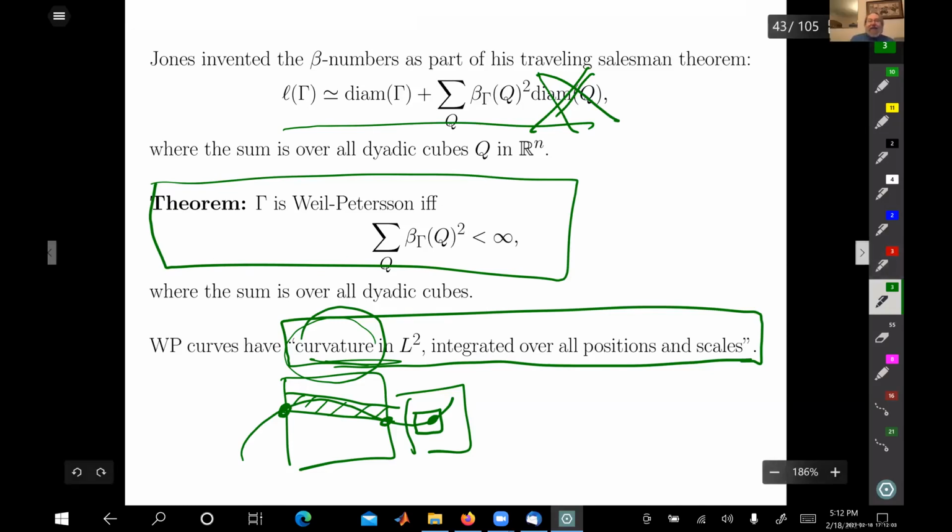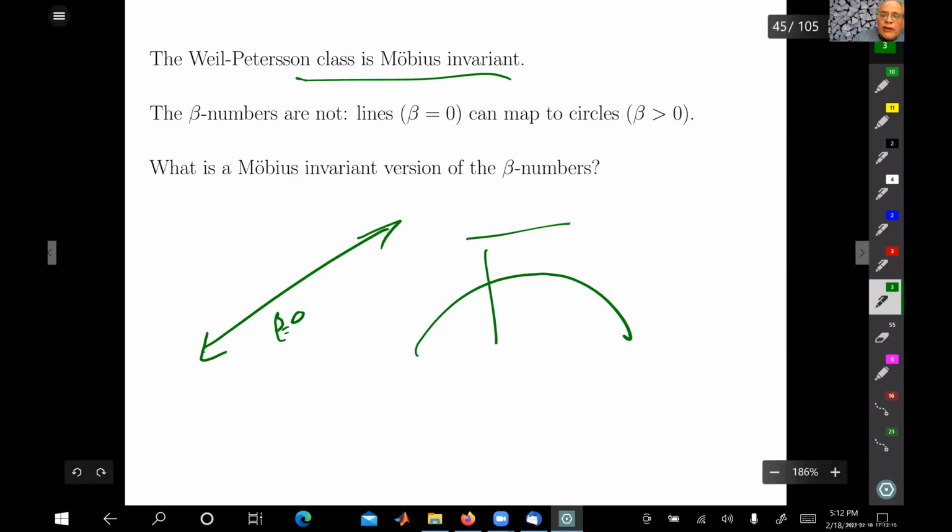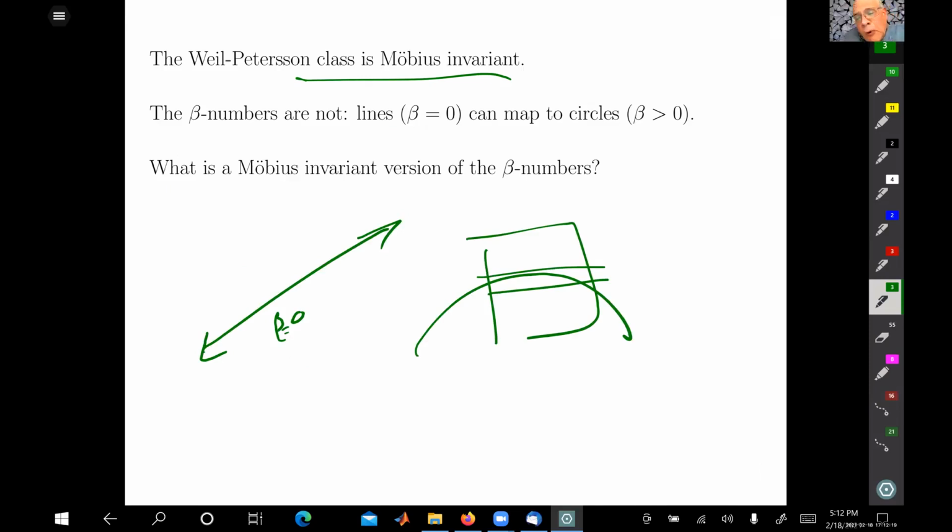Okay. Now, I mentioned before that the Weil-Petersson class is Mobius invariant, but the beta numbers are not, because beta for a line is 0, but I can take a Mobius image and map it to a circle, and then the beta for a circle need not be 0. So what I'd like to do is use hyperbolic geometry to make a Mobius invariant version of the beta numbers.